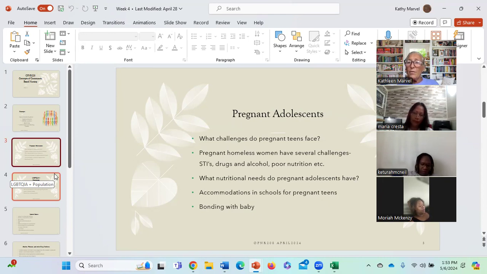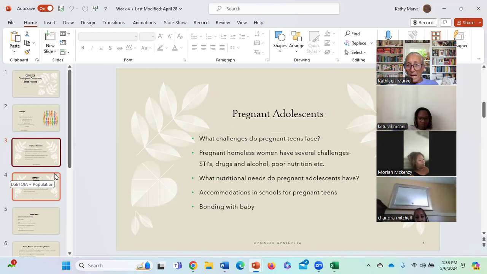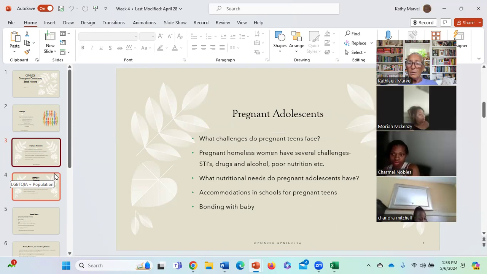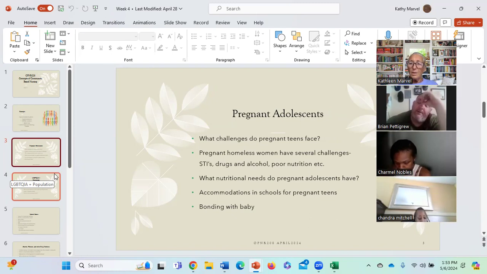What other challenges do they face? Maybe their family doesn't accept that they're pregnant. What else do they face? Economic challenges, school challenges. They typically drop out of school, right? They can be high risk. Their environment, go ahead. Sexually transmitted diseases, poverty, housing, drugs, alcohol, and trauma. What, Brian? Abuse and trauma. Yep. They're at risk for abuse and trauma. Absolutely.